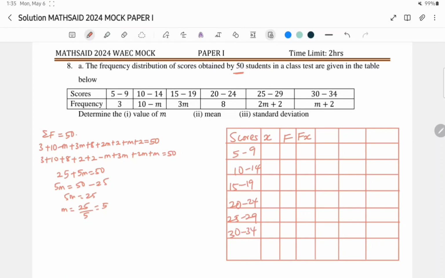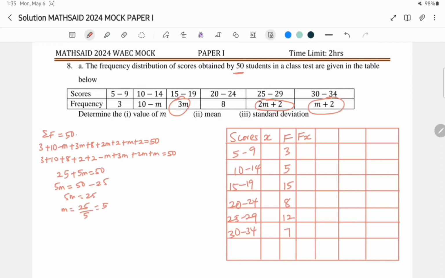So, before we find the midpoints, let's just compute the value of the frequency. This is given to us: 3. 10 minus M means 10 minus 5, which is 5. 3M means 3 times 5, which is 15. 8 is given to us. 2M plus 2 means 2 times 5 plus 2, and that's 12. And M plus 2 means 7. So we've written the actual values of the frequency.